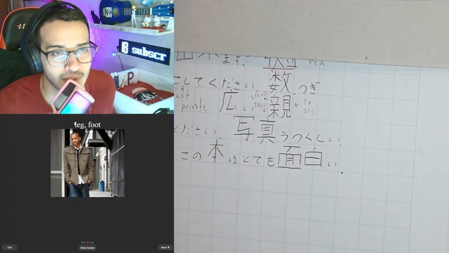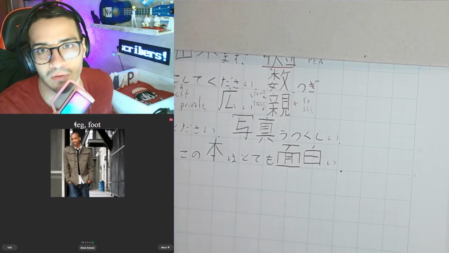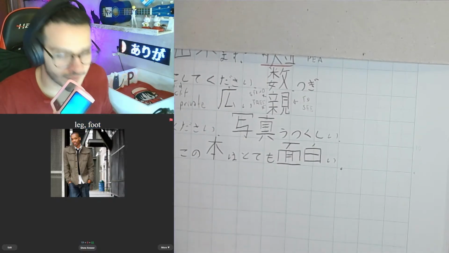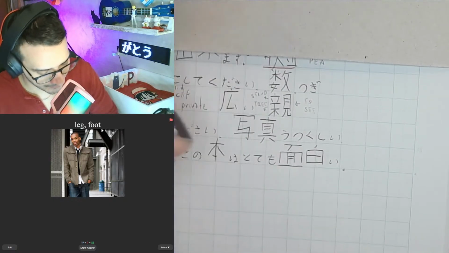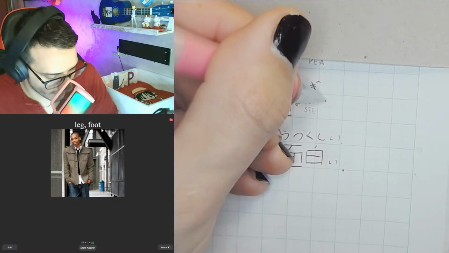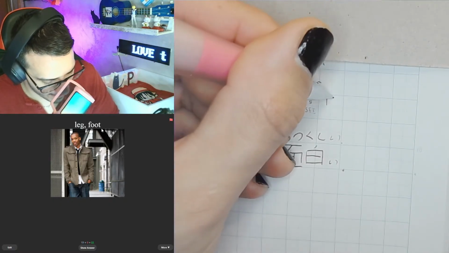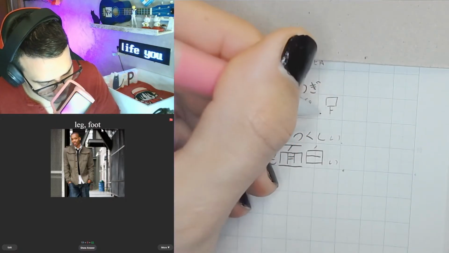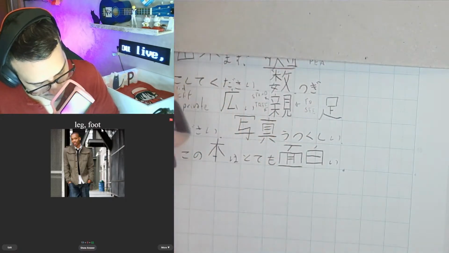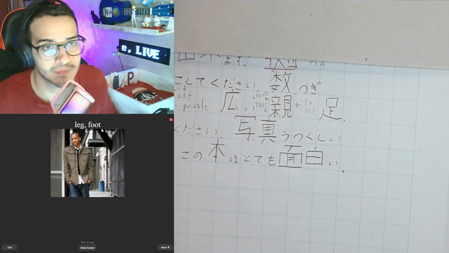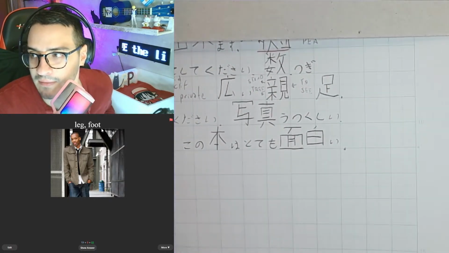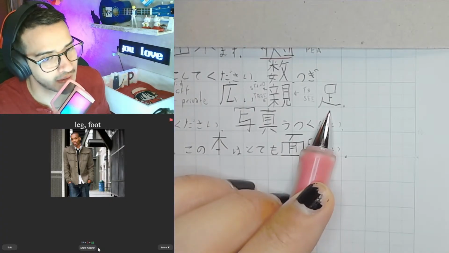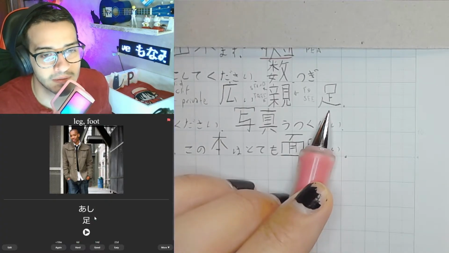Easy. All right, how do we say leg or foot in Japanese? So we have a mouth and bolts of cloth. And we say ashi, ashi, right? 足, ashi. Easy.